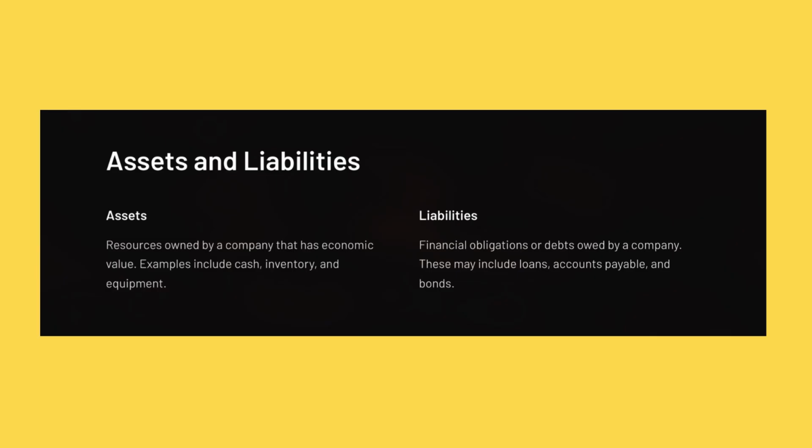Assets and liabilities. Assets: resources owned by a company that have economic value. Examples include cash, inventory, and equipment. Liabilities: financial obligations or debts owed by a company. These may include loans, accounts payable, and bonds.